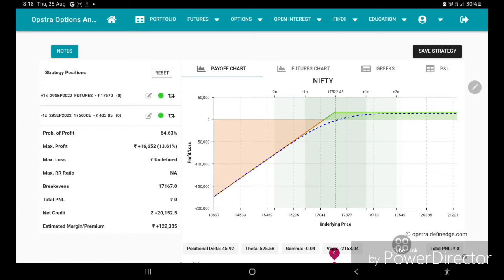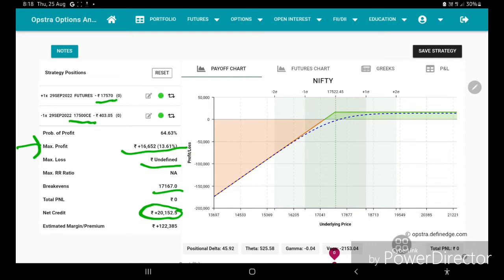Now you can see that the maximum profit is 16,000 and maximum loss is still undefined, and the break even is at 17,167. Currently Nifty futures is at 17,570. So 17,167 can be easily achievable. And in case Nifty expires below 17,500, we are going to receive all this 20,000 premium.